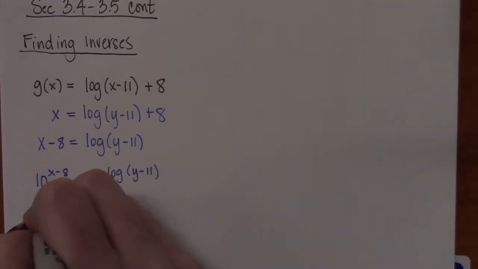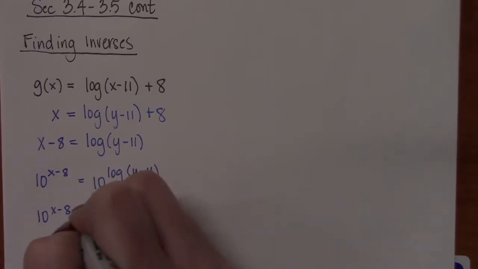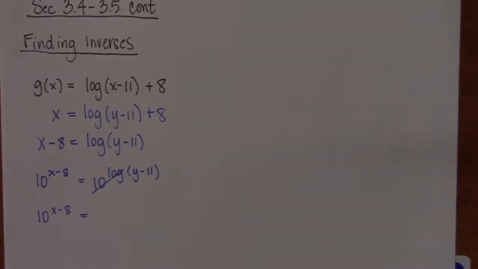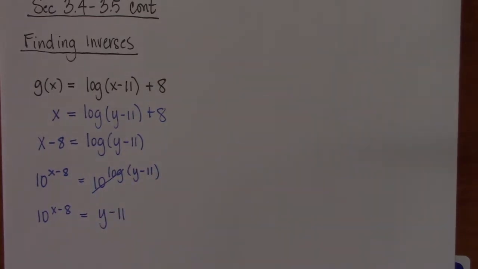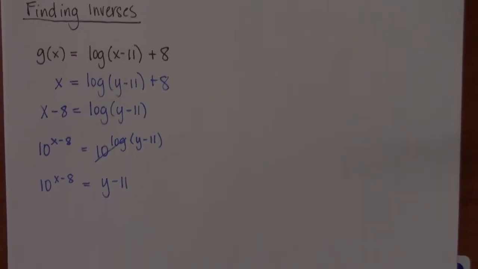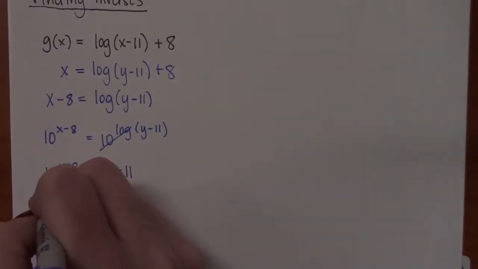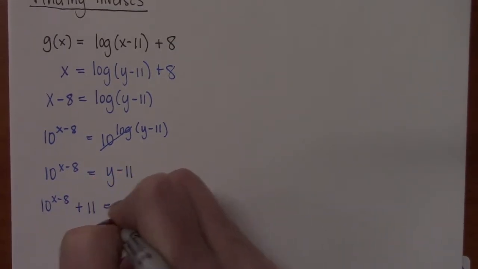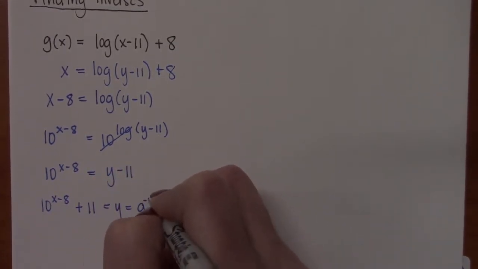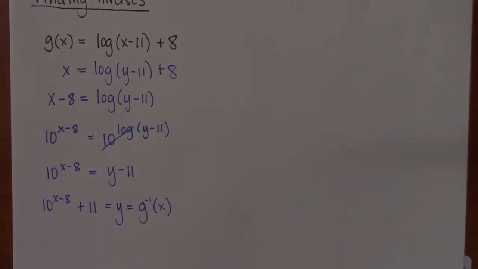The left side, nothing can really change here, but on the right, the 10 now eliminates the log, and I just get y minus 11. So what we've done here is we basically plugged the function into its own inverse. The inverse of log of x is 10 to the x. So then to get the y by itself, we're just going to add 11 to both sides. And this is now the inverse function.